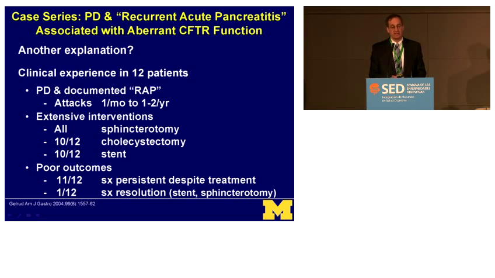A case series by Gelrud and Freeman helped to support the idea that there's another potential alternate explanation for pancreatitis in patients with pancreas divisum. They report a clinical experience of 12 patients. The messages from this are that these patients with PD and recurrent acute pancreatitis were rigorously evaluated and had multiple interventions, and they almost uniformly had poor outcomes, with only one patient having symptom resolution.